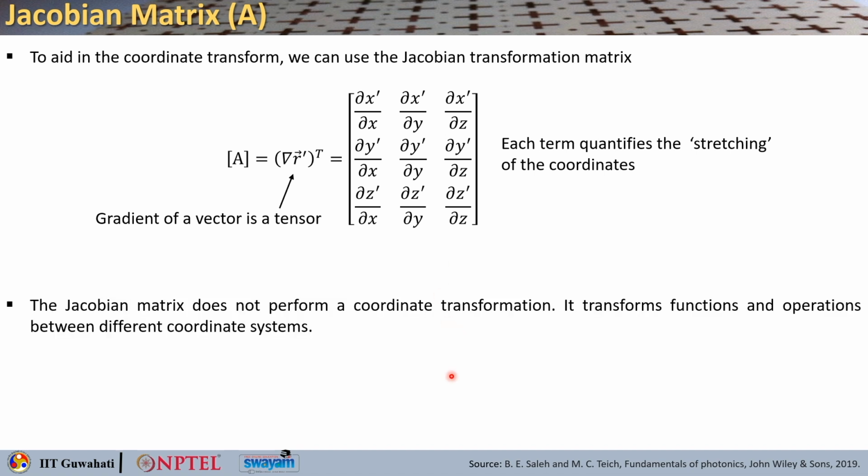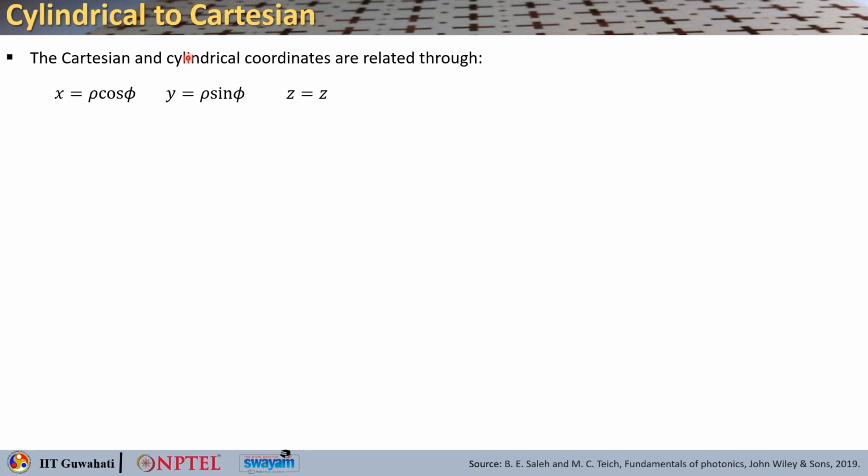So, what you see, that Jacobian matrix does not perform a coordinate transformation on its own. It basically transforms the functions and operations between different coordinate systems. For example, let us take a cylindrical coordinate system to a Cartesian coordinate system. This is how the Cartesian and cylindrical coordinates are related. You have all known this for a long time. So, x can be written as rho cos phi, y equals rho sin phi, and z remains z.